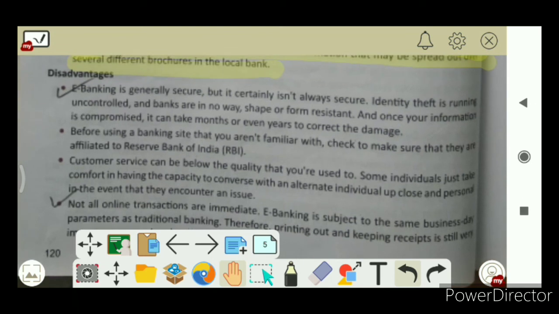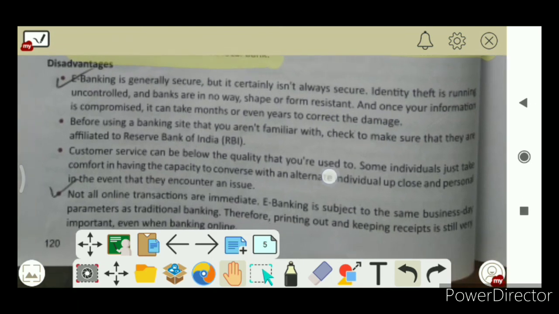Now, there are some disadvantages also of e-banking. E-banking is generally secure, but it certainly isn't always secure. Identity theft is running uncontrolled, and banks are in no way safe or foolproof. And once your information is compromised, it can take months or even years to correct the damage.